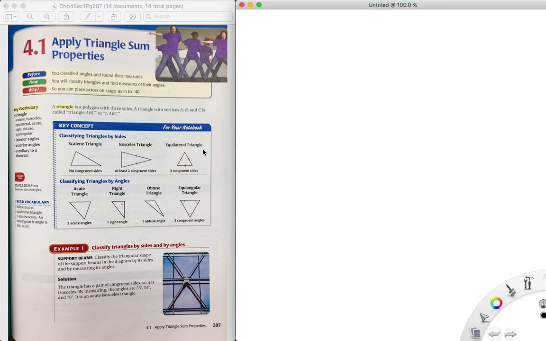Alright, so this is Honors Geo, Chapter 4.1 and 4.2. Applying triangle sum theories and congruent triangles.